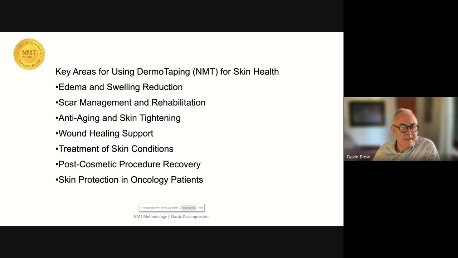Anti-aging or skin tightening, which means we're not going to pull a tape and make the skin tighter. We are going to improve the oxygenation and fluidification of the skin. So consequently, the skin tone is going to improve, which consequently means that the skin looks tighter, but it is not compressed. It is improved health of the skin.